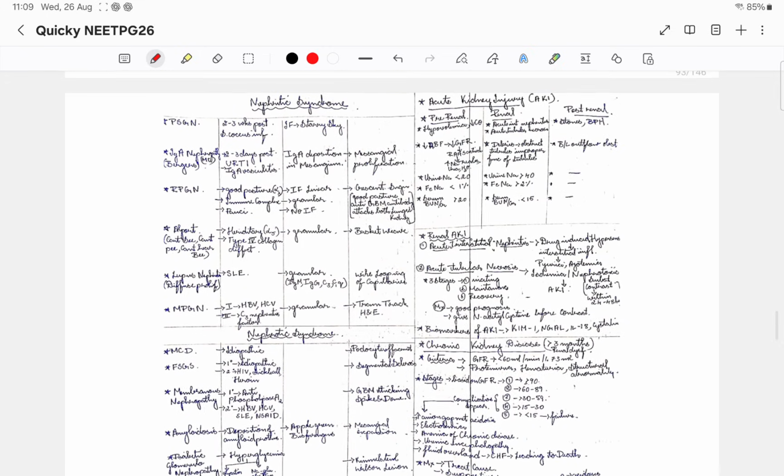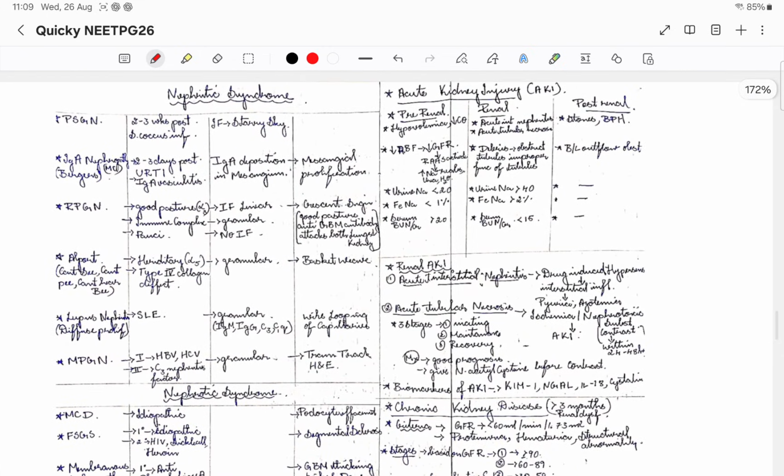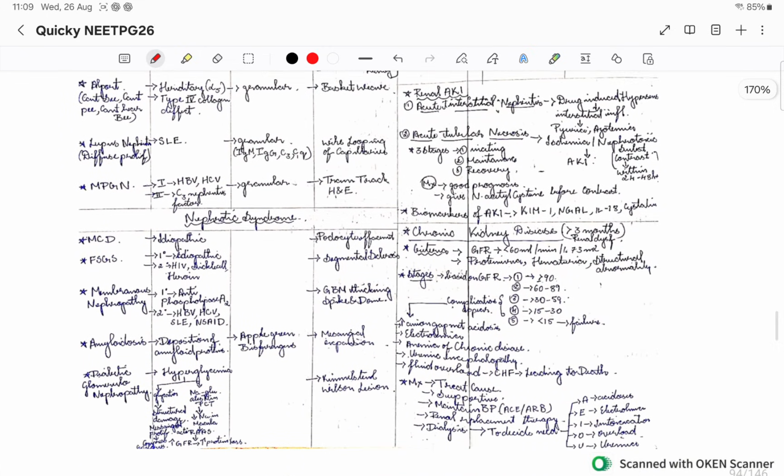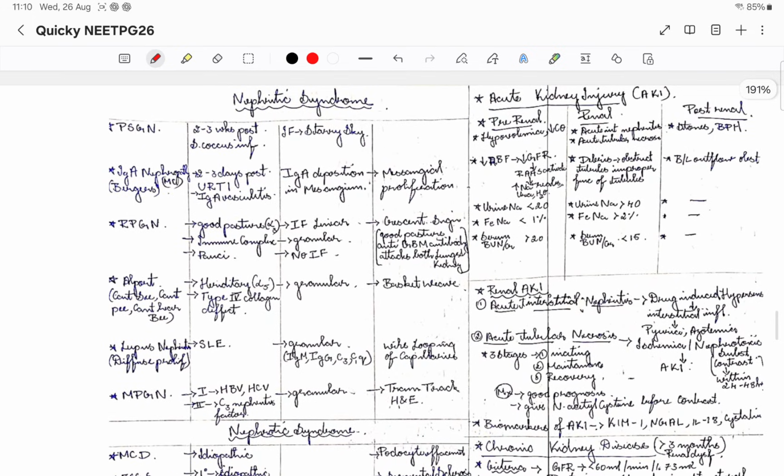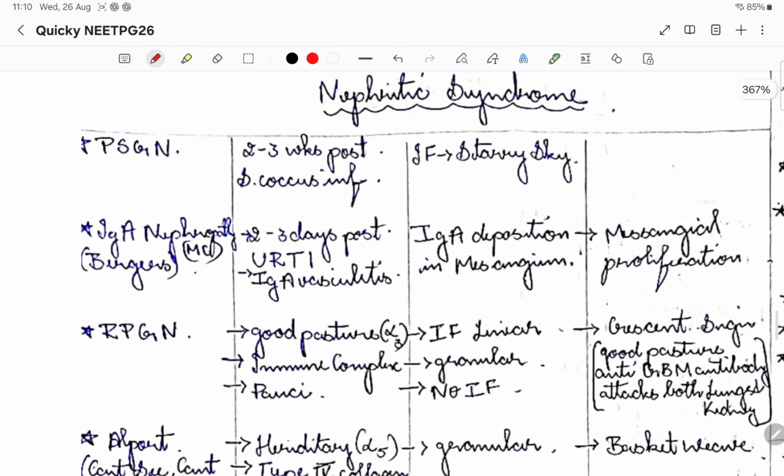So now diving deep into the specifics of nephritic syndrome and nephrotic syndrome. There are various pathologies that can happen in nephritic syndrome and nephrotic syndrome. So let us see one by one, okay. To begin with, PSGN, okay. PSGN is post streptococcus glomerulonephritis. What happens is, suppose there is a streptococcal infection. For example, let us take pharyngitis or something.